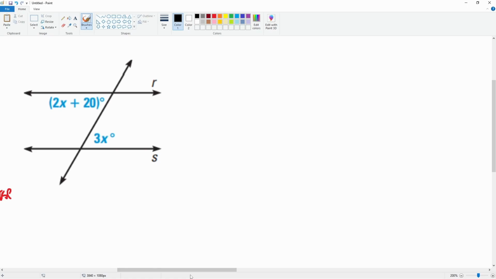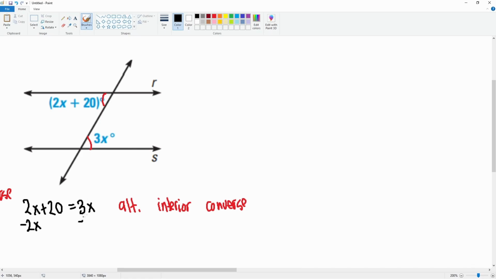Okay, let's take a look at this one. All right, so this is inside, so this is interior. And they're alternating. Okay, alternate interior angles converse. That means that angle 2x plus 20 is equal to 3x. If these two are equal, that proves that R is parallel to S.